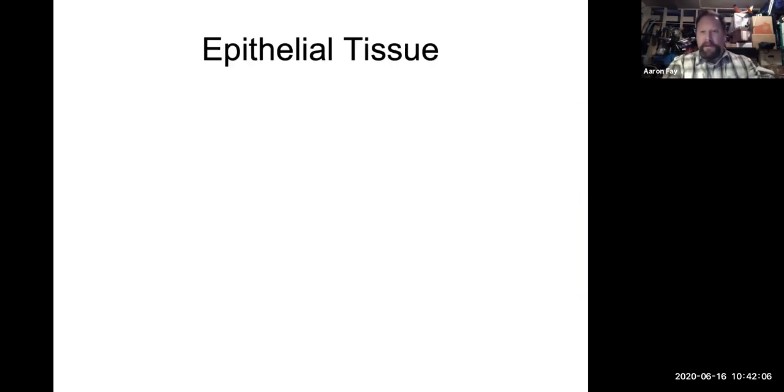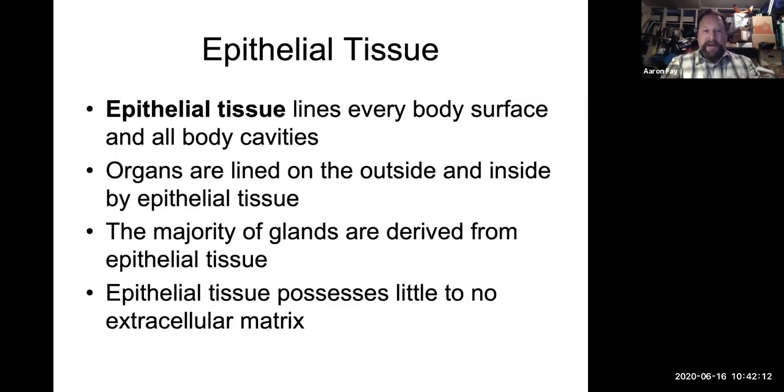Okay, so the first of the four that we're going to talk about, one of the big groups, is epithelial tissue. Epithelial tissue will line every surface of the body and every cavity, like the insides of your intestines and the outside of our skin. This is all going to be epithelial tissue. Most of the exocrine glands of our body are derived from epithelial tissue. So this will include things like salivary glands and mucosal glands. They're going to be associated with epithelial tissue.